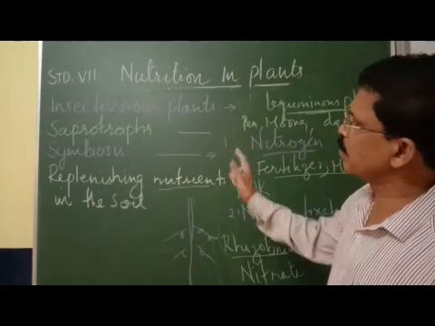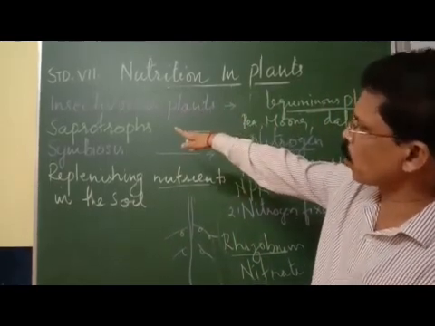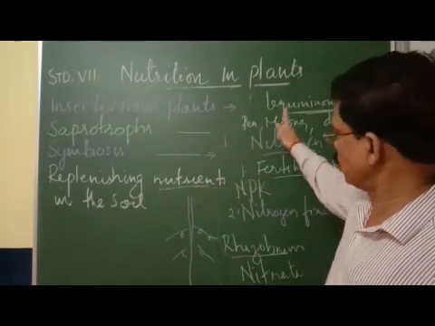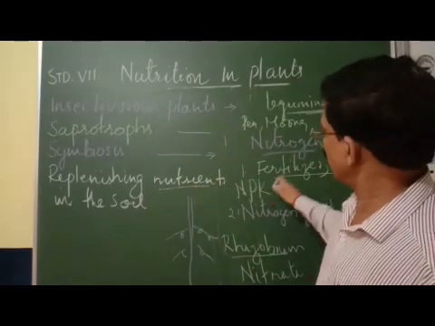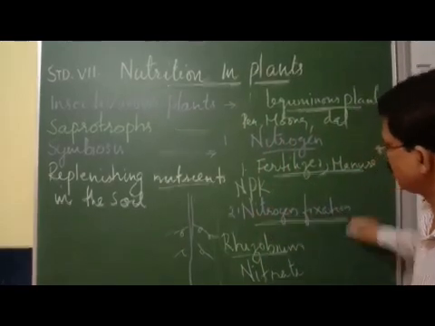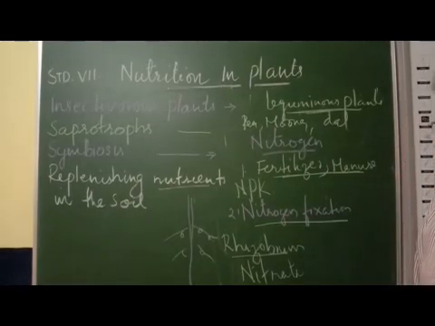So these are the main points where we have studied the insectivorous plants, saprotrophs, symbiosis. Replenishing nutrients in the soil, you can see two ways. First way, adding fertilizers and manures, then nitrogen fixation. These are the two methods by which the nutrients will be replenished in the soil.